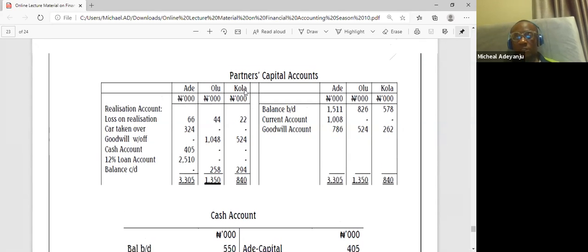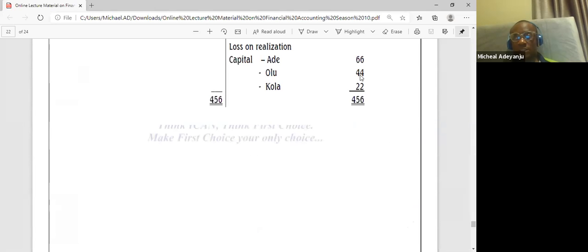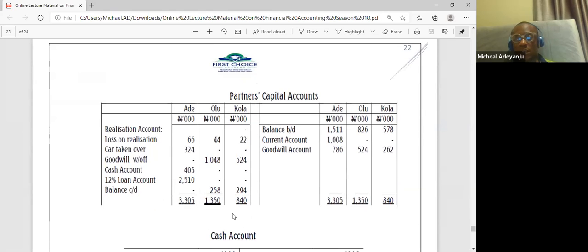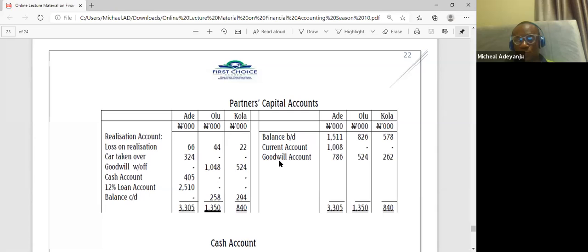Remember our loss on realization that we calculated here, 66, 44, 22. Who took over the car? Ade took over the car worth 324. Goodwill written off: remember, we are not supposed to maintain the goodwill. So the amount should be shared between these two people, using their ratio of 1:2, because they don't want to maintain it.